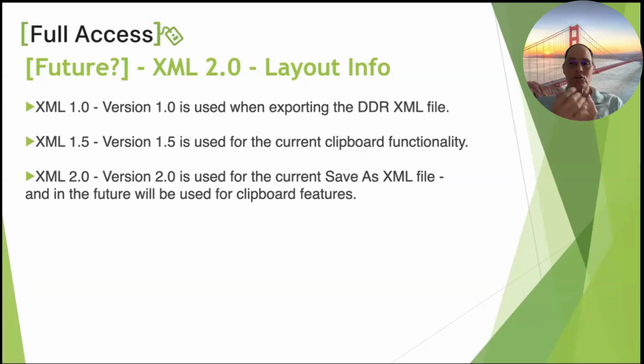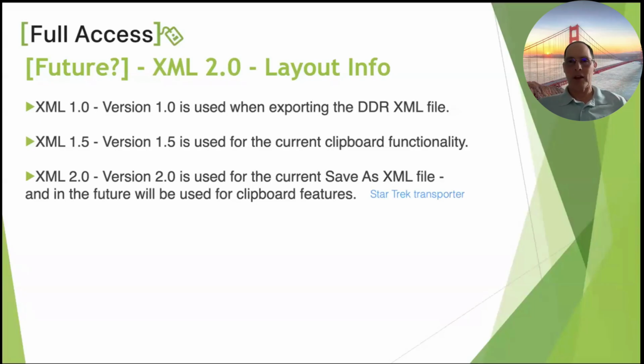But talking about future stuff, and you were hinting at this, I put a couple slides in here just to talk about this. At the Full Access conference, Clay gave us some hints at things that they might be working on. There are 3 different versions of XML that FileMaker uses. Version 1 is used for the DDR XML file. Version 1.5 is what's used for the clipboard.